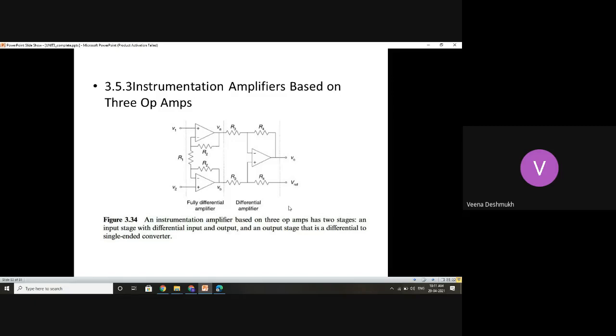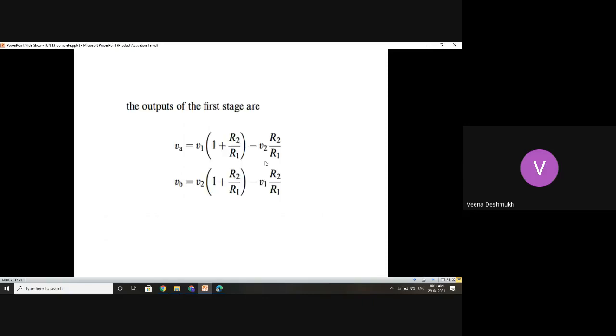With this understanding of instrumentation amplifiers and also the improvement in the input and output impedances and the necessity of high input impedance and low output impedance, how it helps in actually amplifying the voltage signals. So with this understanding, we will go to the next bit.